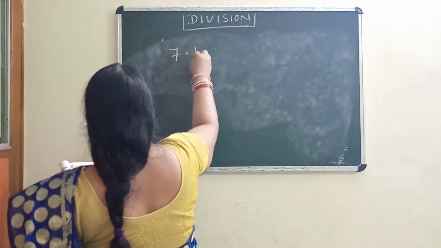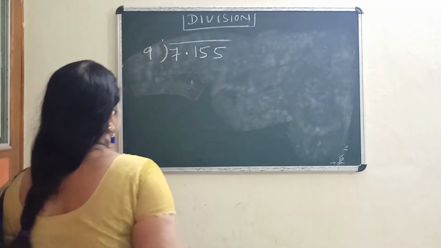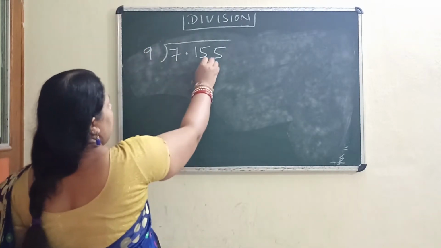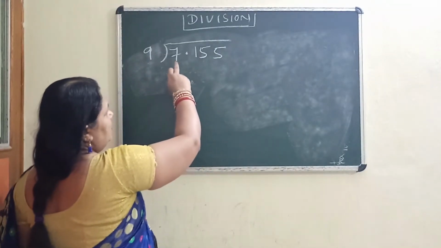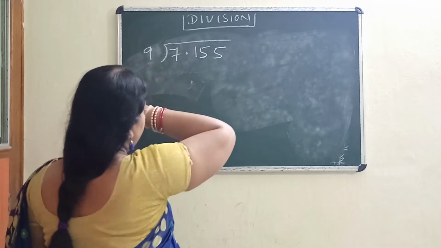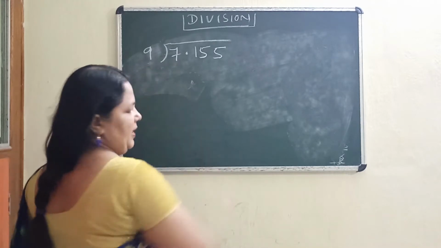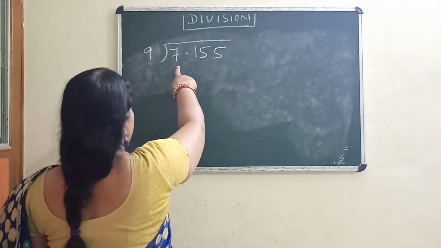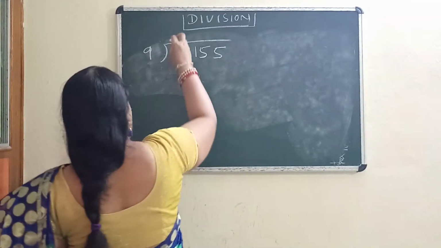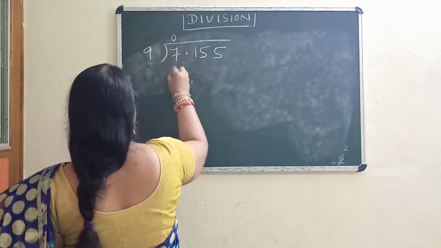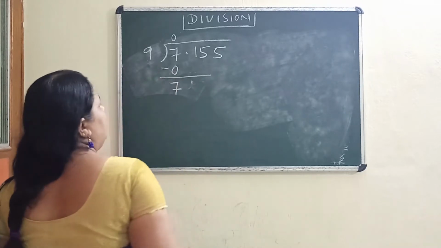Suppose 7.155 divided by 9. This is your dividend, this is your divisor. Okay. Always start from the whole part. In division, you are considering the whole part 7. So here is 9. So children, what will you do? This is a smaller number, this one is a greater number. So what to do? Here you have to first take a 0, 9 zeros are 0. Then again 7 is coming down.